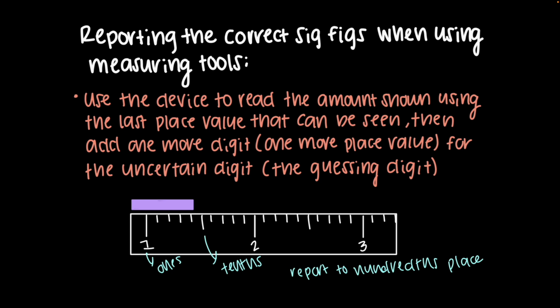Each tick mark after 1 is going to be 0.1, 0.2, 0.3, 0.4. So I have a value that will be 1.4, and next is going to be the guessing digit. It's closer to 1.4 than 1.5, so I'm going to assume that it's about 1.42. There should be some room for error for the guessing digit because it is going to be our uncertain digit, but as long as we get close to a reasonable answer, they're going to accept it on the test.